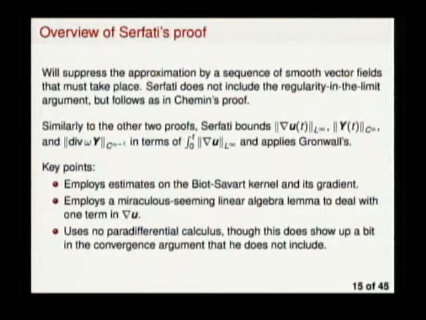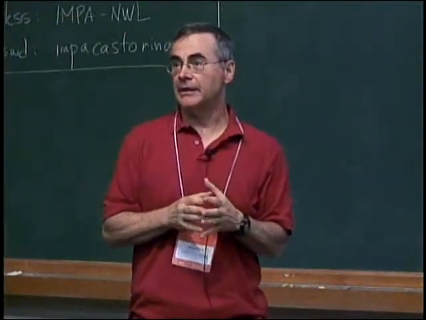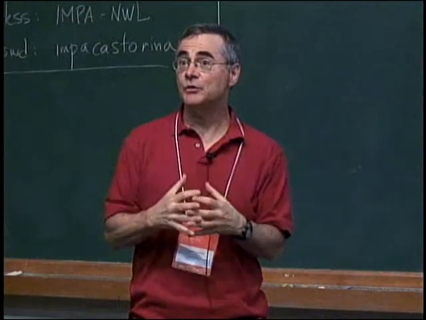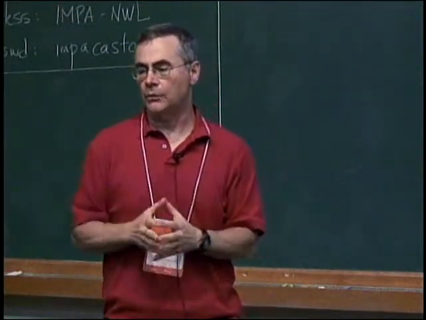All right, so there's really an approximation by a sequence of smooth vector fields. I'm not going to talk about that. It messes up everything. So everything really in the argument is perfectly smooth. In the end, there's going to be a convergence argument, which we'll ignore.